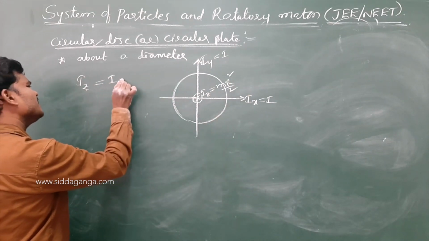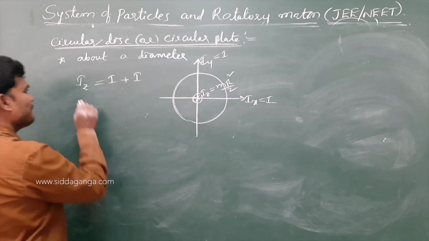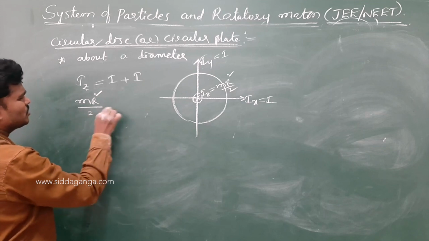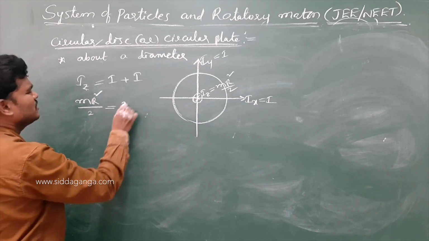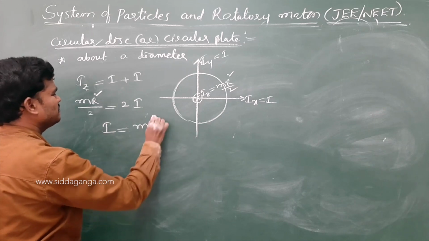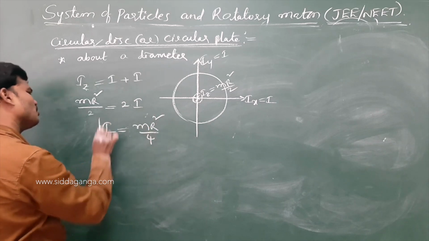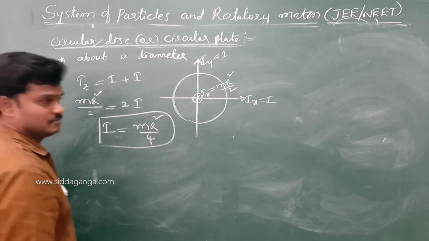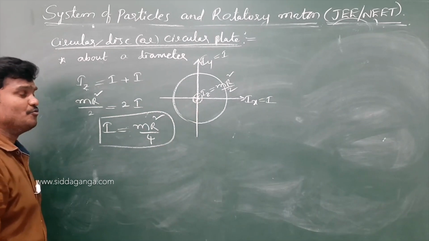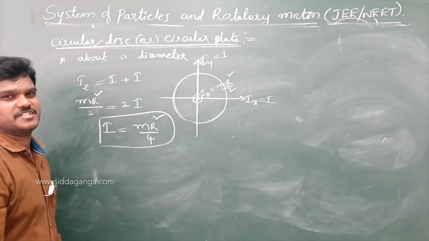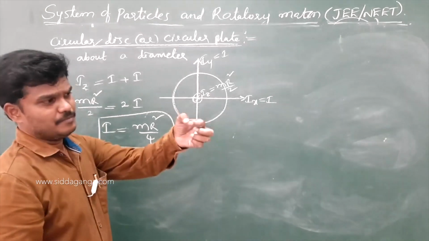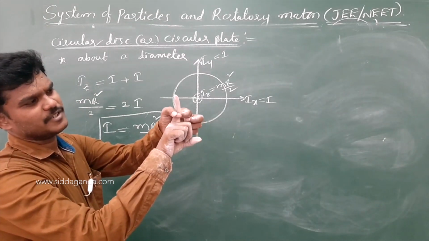This can be written as Ix plus Iy, I plus I, equals mr square by 2. Capital or small, that's not a problem. So 2I equals mr square by 2, then the moment of inertia is mr square by 4. Earlier mr square by 2, now mr square by 4. Then draw the tangents for the first case and the second case. The first case passes through the center perpendicular to the plane, which is mr square by 2.